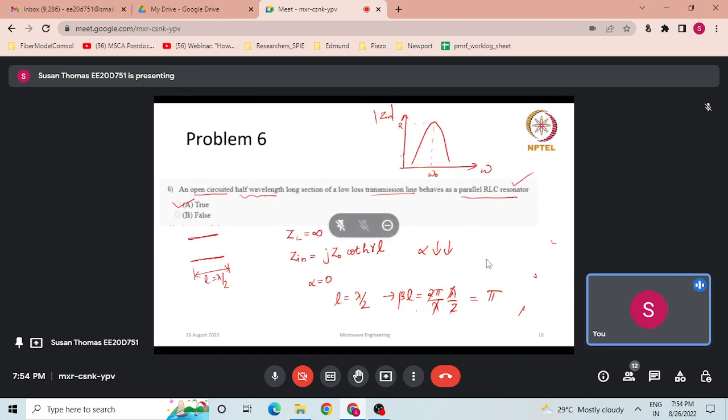Similarly, you can also check the behavior of an open circuited transmission line with length L equal to lambda by 4. These are things which you can look at and try to understand based on what is being done.